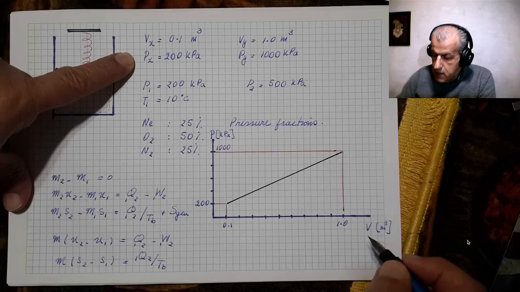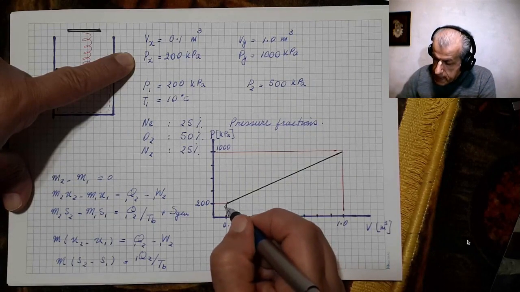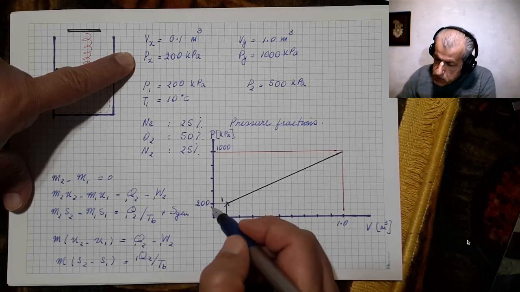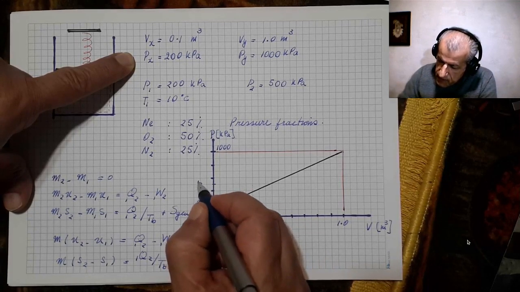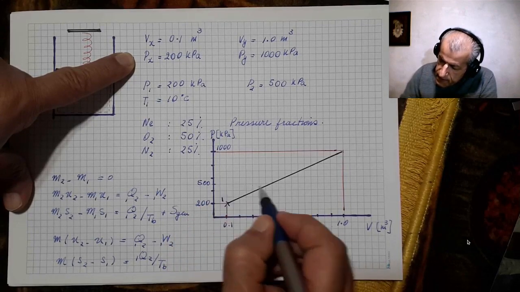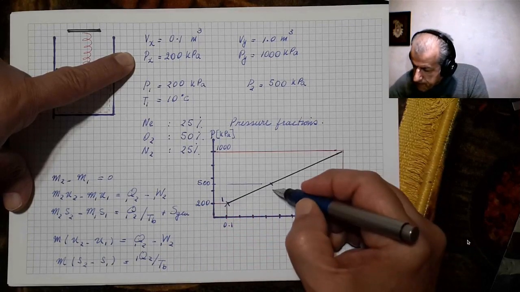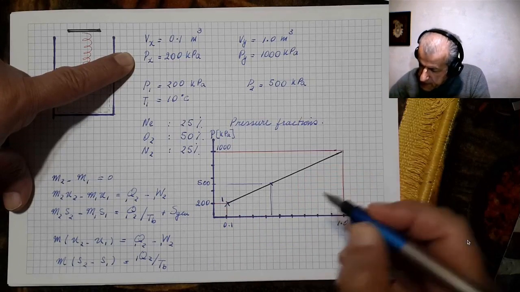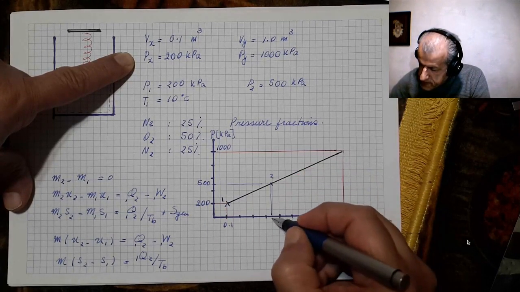Okay, now we are told that our initial pressure is 200 kilopascal, and therefore 0.1 would be here. And the final pressure, we are told it is 500 kilopascal. So our final point is 500 kilopascal, and therefore our final point would be here, and this would be point 2, where this is P2 and this is V2.